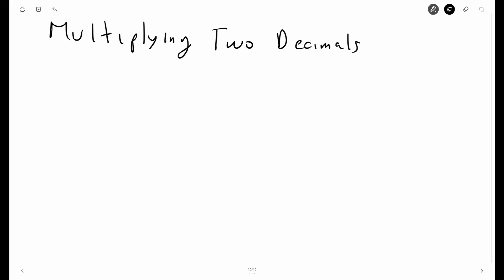Okay, so I'll be doing example 1. That will be 0.6 times 0.5. The first step is to turn each decimal into a whole number. So that will be 6 times 5. Then you do the multiplication.